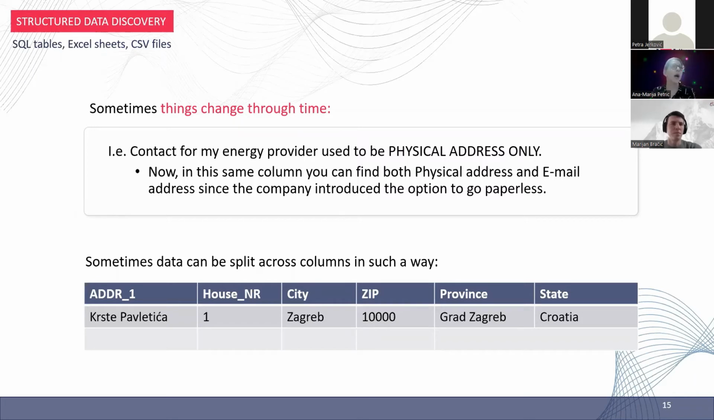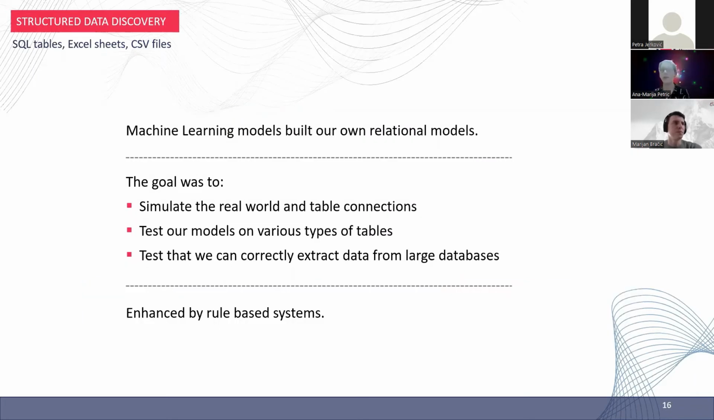All right. So how do we actually tackle this? When we visualized and conceptualized the data discovery for structured data, we wanted to build something more intelligent than just rule-based, right? We wanted to build a machine learning model that can handle a very complex enterprise landscape. To this end, our initial goal was to simulate the real world and the table connections. So we first built our own relational models so that we don't just handle one column or one table, but the entirety of a landscape.